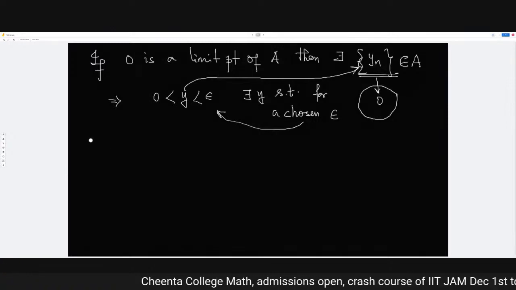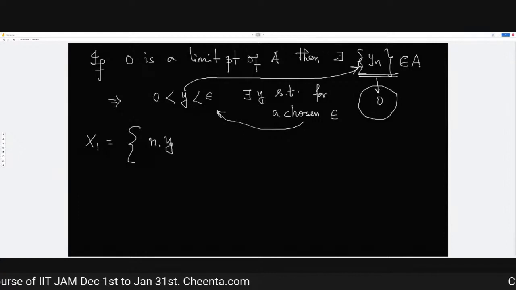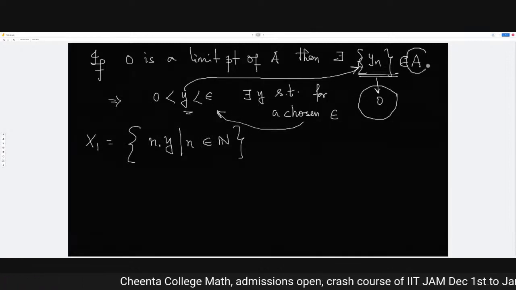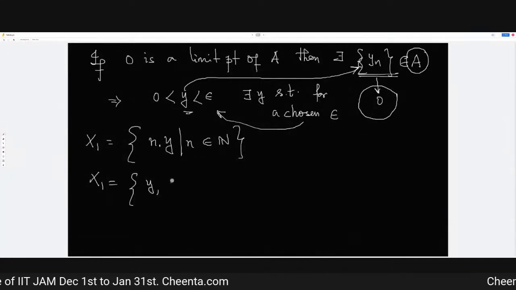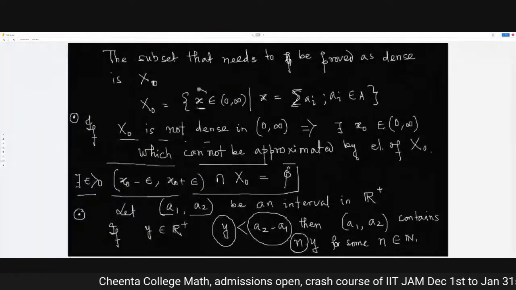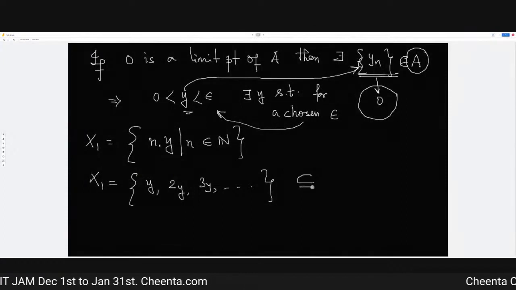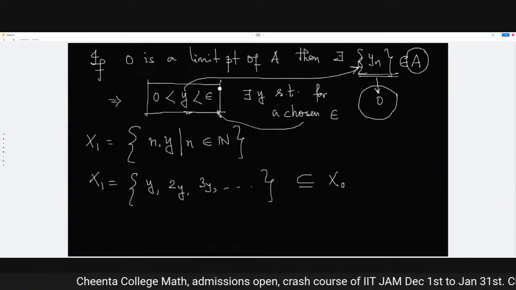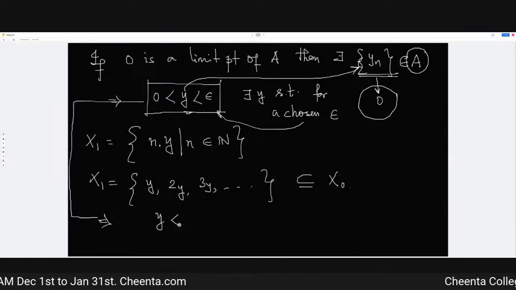Now let us consider this set x1. I take this set x1 as n into y, where n belongs to the natural numbers. As you can see, this y is in A. So x1 is practically nothing but the elements y, 2y, 3y, and so on. What is your x naught? x naught is the collection of x in 0 comma infinity that can be written as a sum of elements of A. That means this x1 is practically a subset of x naught. Okay, got it? This y is chosen in such a way that it is always less than epsilon, so from here we get that y is always less than 2 epsilon.